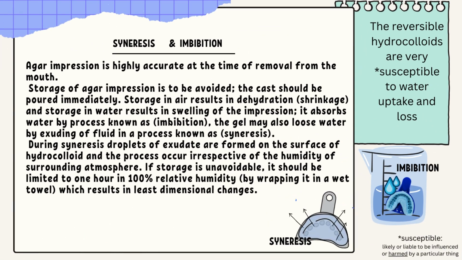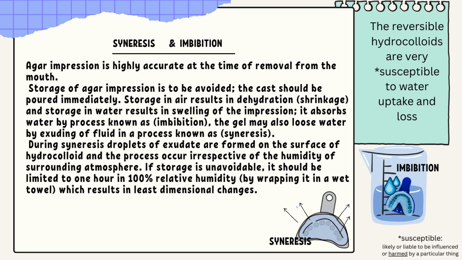Agar impression is highly accurate at the time of removal from the mouth. Storage of agar impression is to be avoided. The cast should be poured immediately. Storage in air results in dehydration and shrinkage, and storage in water results in swelling of the impression. It absorbs water by a process known as imbibition. The gel may also lose water by exuding fluid in a process known as syneresis.